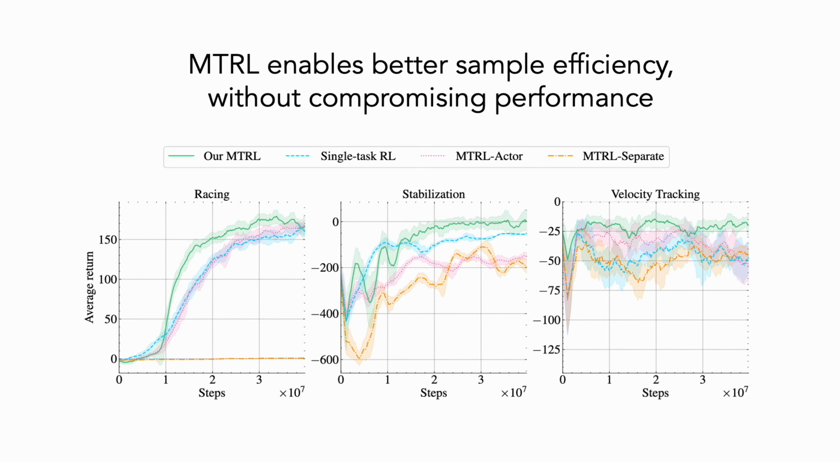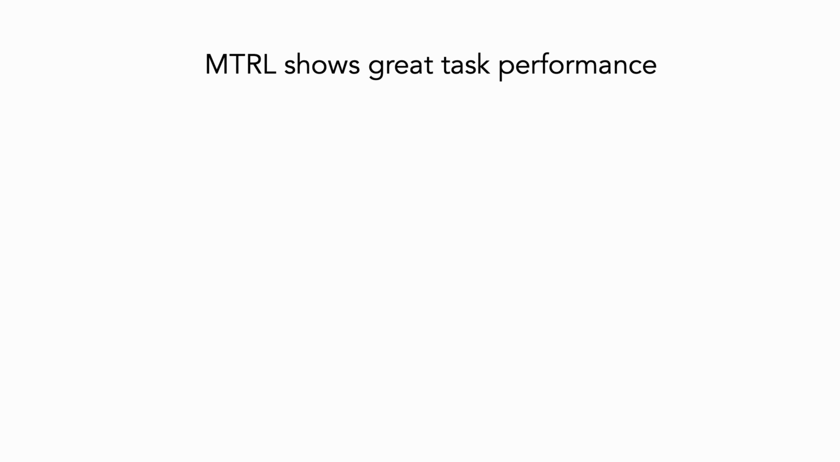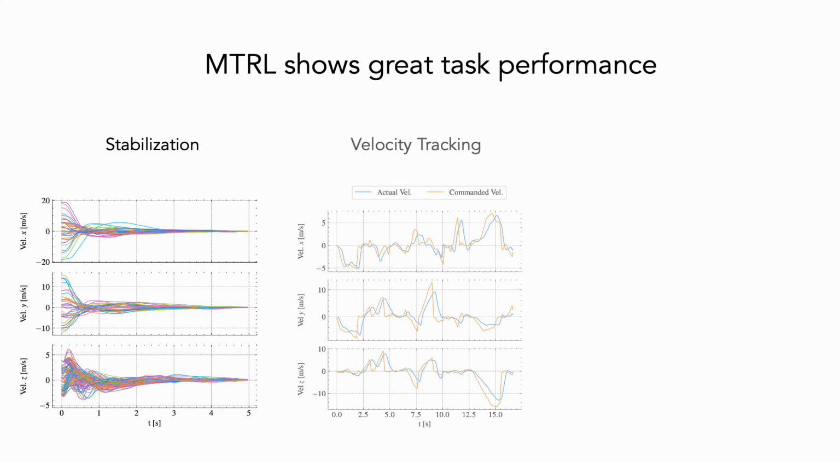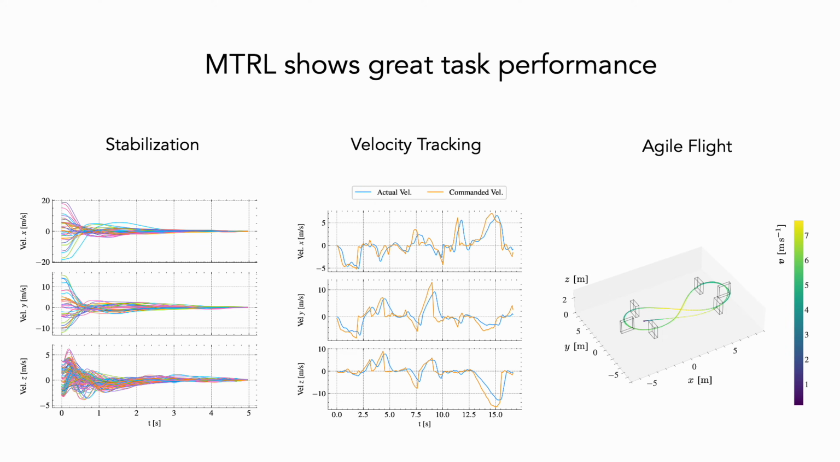The resulting multitask policy enables better sample efficiency compared to various baselines without compromising any performance. Here are more detailed results on the policy performance. We show that a single policy can stabilize at very high speeds, track random velocity from a wide range, and perform agile flight on a racetrack. In the end, we successfully demonstrate our policy in 3 different tasks in the real world.